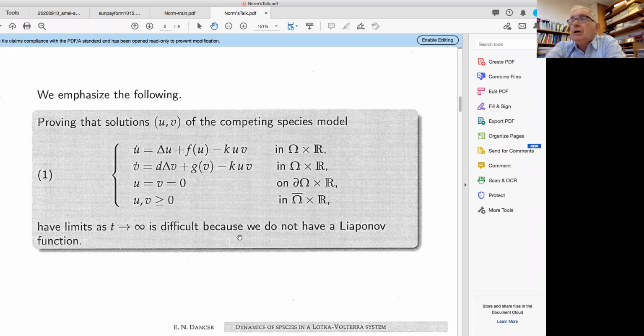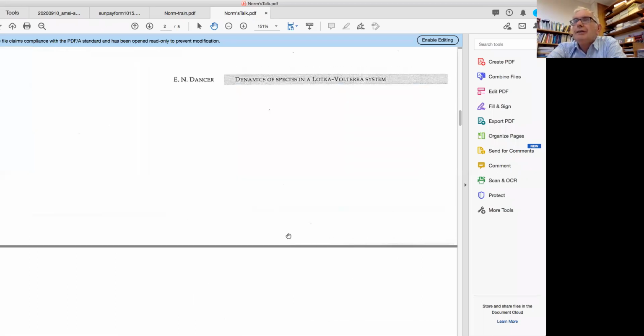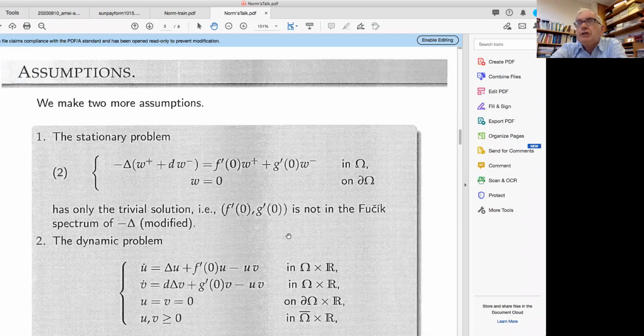But we want to prove they have limits as t tends to infinity. Now, there's no obvious Lyapunov function, and that's what makes it hard. There are actually lots of other models as well where we'd like to prove they have limits, where we don't have a Lyapunov function. The reason we can do something here is we've got a sort of limit problem which behaves well. Now, we need two technical assumptions, which probably can be weakened.